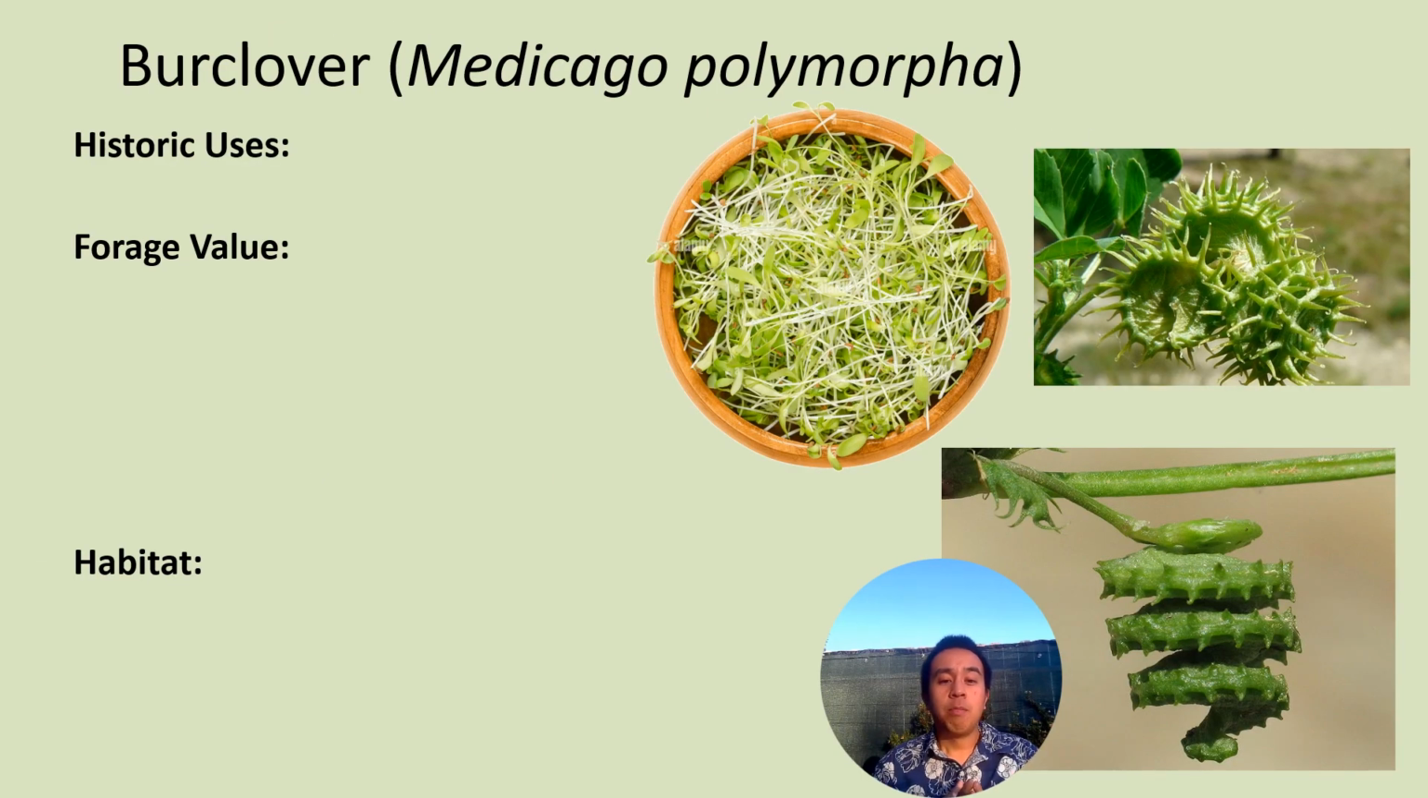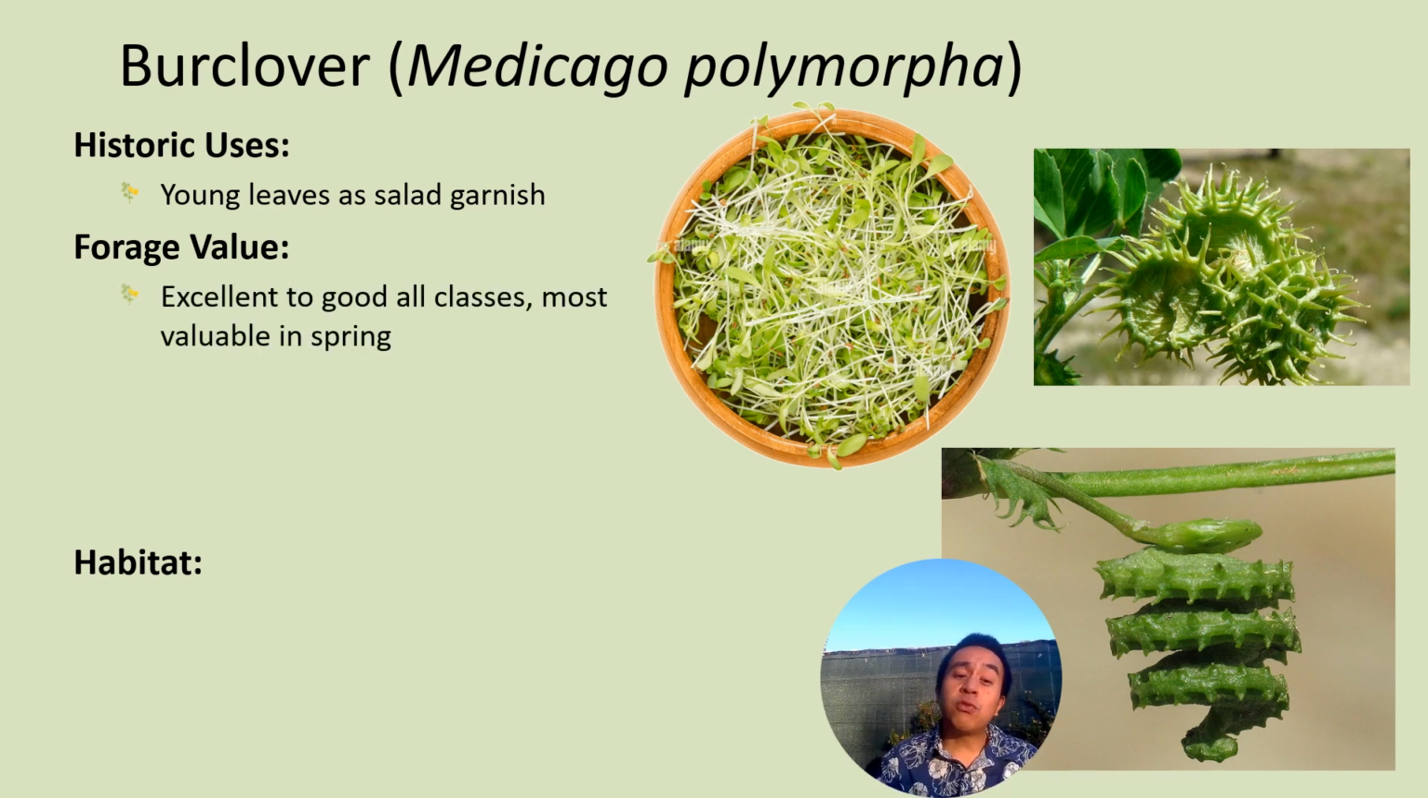And finally, bird clover, or Medicago polymorpha, historically was also used as a salad garnish, at least its young leaves or sprouts, kind of like alfalfa sprouts might be used these days. In terms of forage, it's excellent to good for almost all livestock classes. It's also important for wildlife, and most valuable in the spring where it's most nutritious.